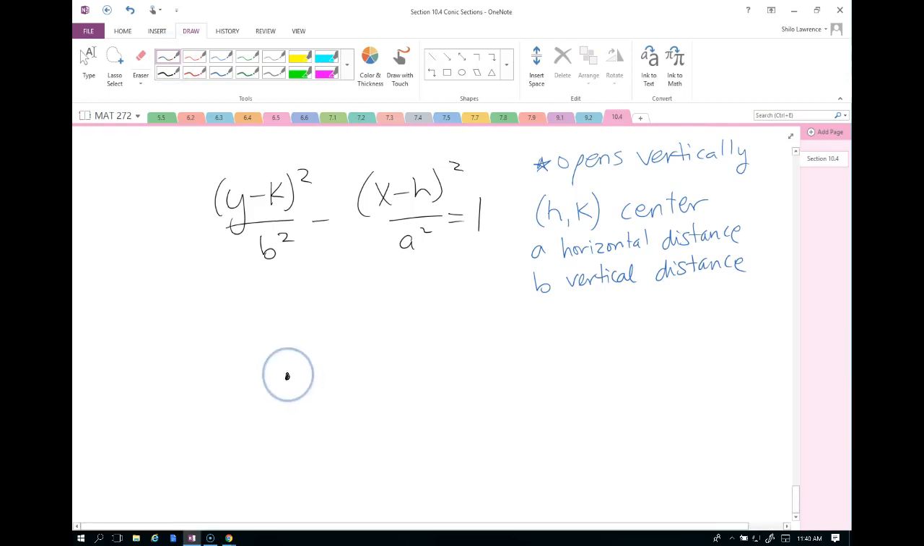So if we plot our HK, and from there we go horizontally A units left and right, vertically B units up and down. We use that information to draw a box, and then the diagonals of the box.